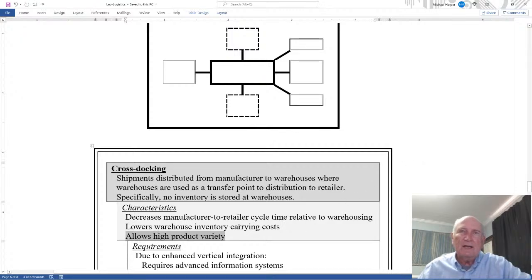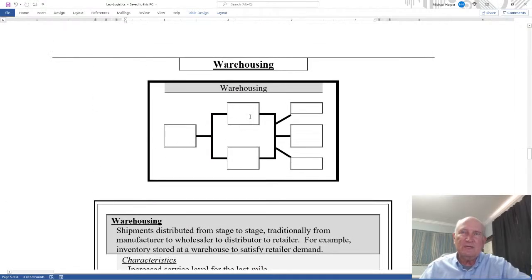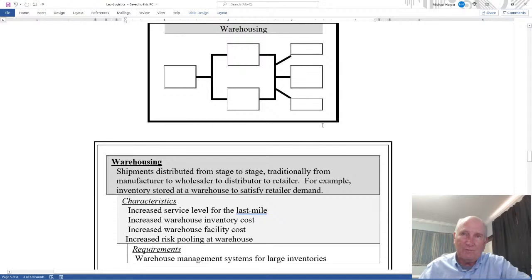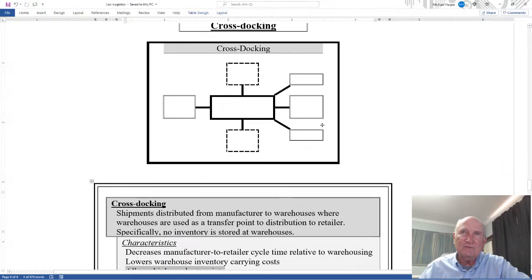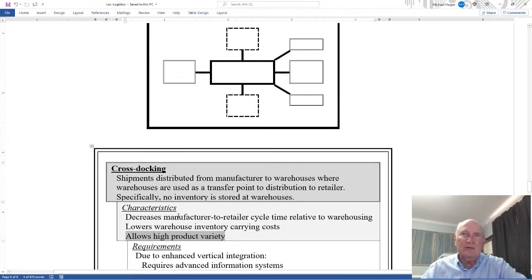Okay, but the manufacturer to retailer cycle time decreases relative to warehousing, because it ships. In other words, when you warehouse it, let's go back to warehousing, the cycle time from this stage to this stage, and from this stage to downstream, is much longer, and that's why this is not good for perishable items. But it is faster for cross-docking, because it only transfers here to go downstream, and that's why the manufacturer to retailer cycle time is much lower relative to warehousing, and that's one reason why people do cross-docking.